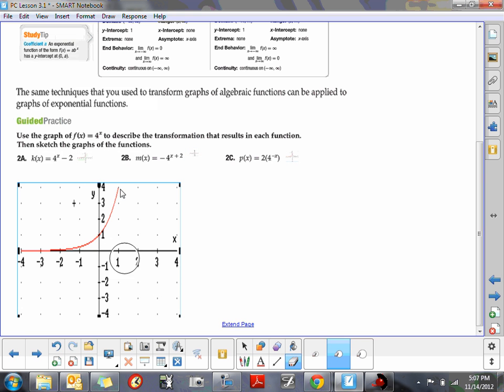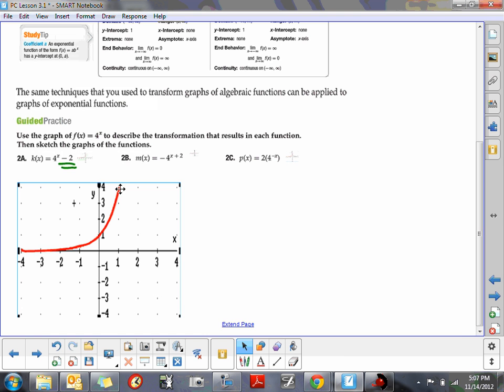All we're going to do is our transformation to help us draw a new graph. To do that, I'm going to trace right over this one, and then I can move that graph wherever I want. The only thing we need to notice by the equation is that we have a vertical transformation. The vertical transformation says move this graph 2 units downward.